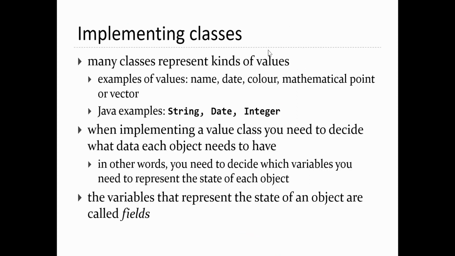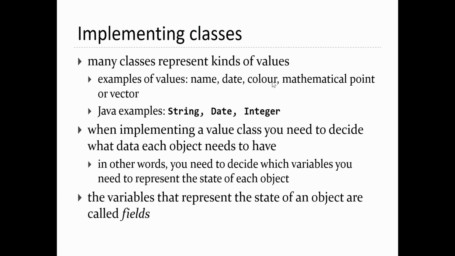Okay, so how do you implement a class? Well, it depends on what you want to do. We're going to look at implementing what are called value type classes. A value type class is something that represents a value. So for example, a name, a date, a month, a year, a color, a point, or a vector. These are all examples of what are called value type classes.